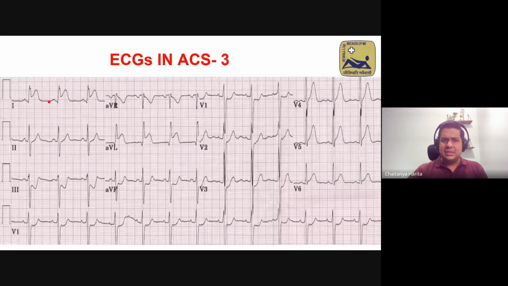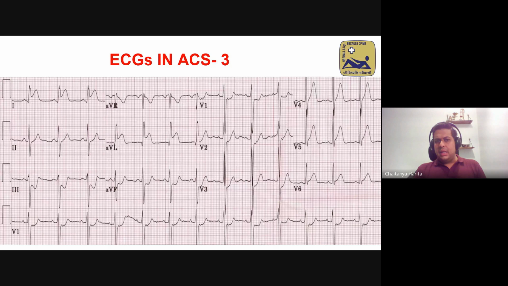You can see that there's quite a sharp elevation of the J point, and this is ST elevation in AVL. But what you can also see is ST depressions. And these ST depressions are present in lead 3, they are present in AVF, they are present in V1, V2, and V3. So you can see ST depressions in these leads. Now this may confuse you.